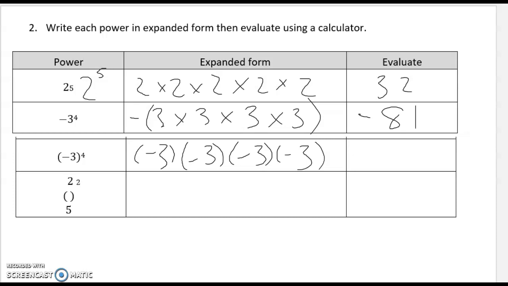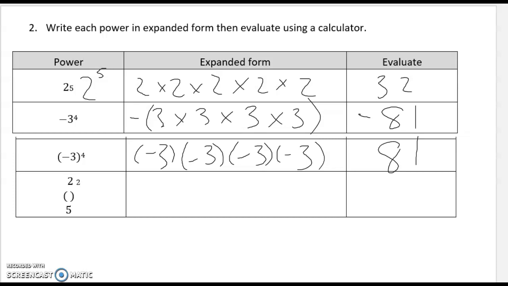And then when you do in your calculator, -3 to the exponent 4, you will get the answer of positive 81. So see the difference here and then the difference here. -81 to +81 makes a big difference.